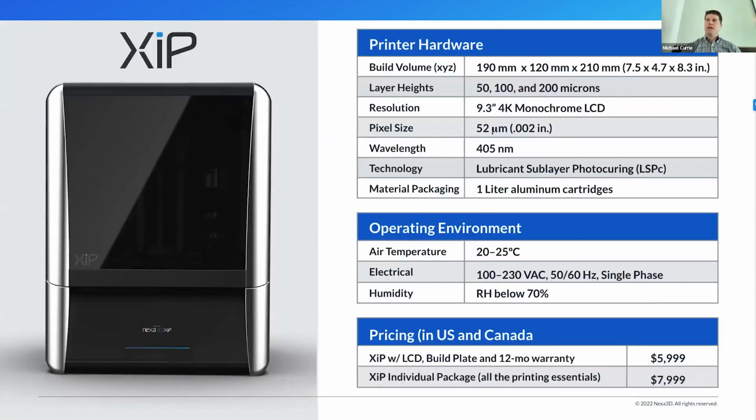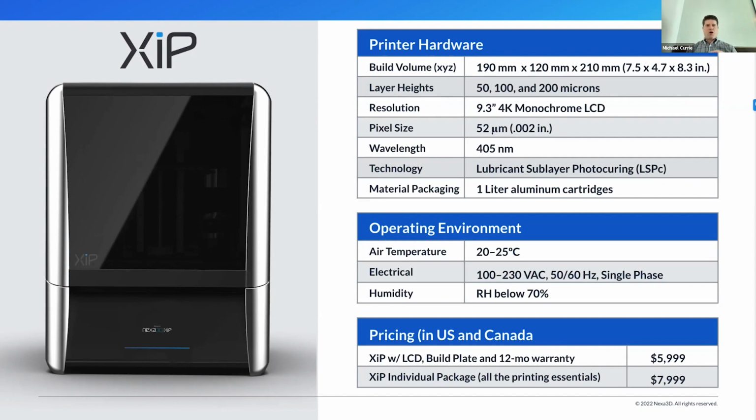All right. So up front, I'll set the stage with the specs of the XiP. The XiP is roughly 190 by 120 by 210 millimeters, which is a 4.9 liter build volume. Layer heights vary by resin, but our standard resins have 50, 100, and 200 microns, and I'll talk more about what layer height is later. And uniquely to our technology, we're using an LCD, which is one of the core aspects of our light engine, which we'll talk about.